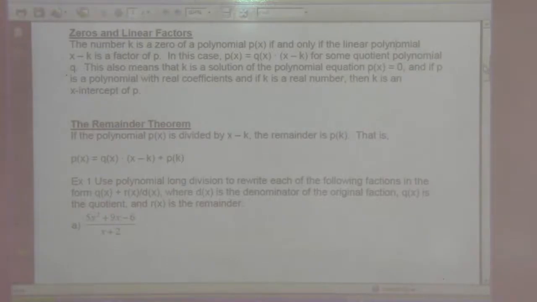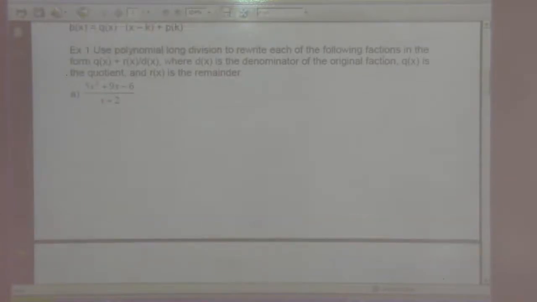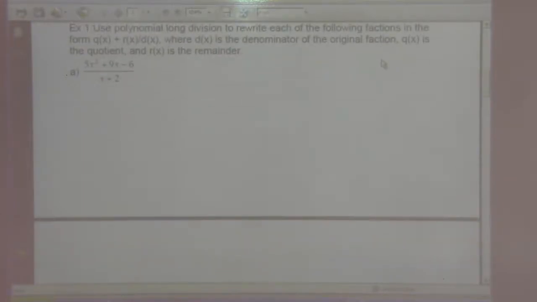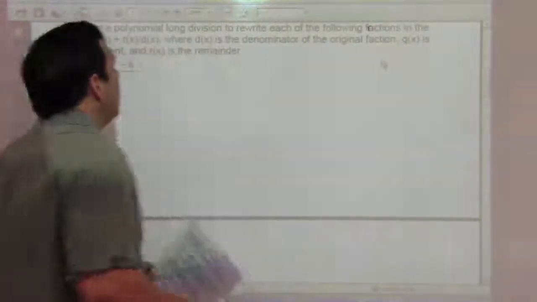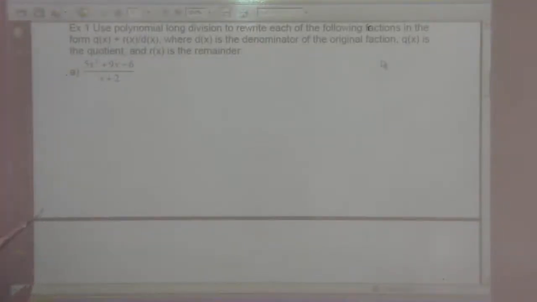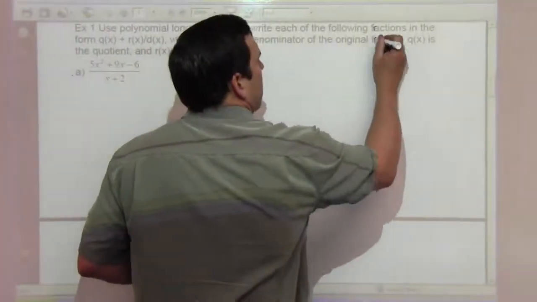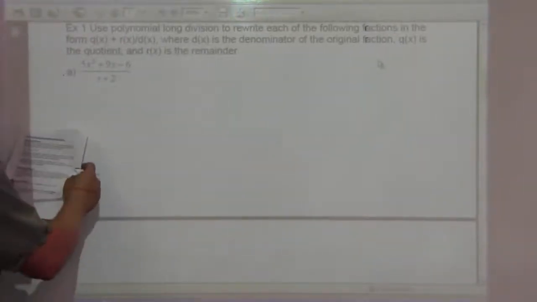So example 1 says, use polynomial long division to rewrite each of the following fractions, a lot of typos here, in the form q of x plus r of x divided by d of x, where d of x is the denominator of the original fraction. Q of x is the quotient and r of x is the remainder.